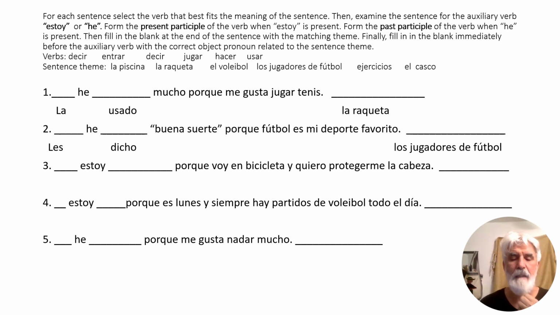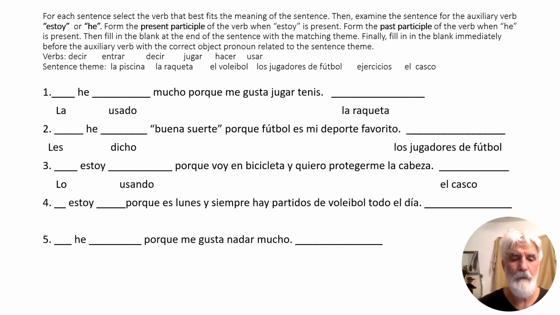Okay. And now I am using the casco. It's el casco. Now I want to say I am using it. We want to get rid of casco, sub it out, and get the object pronoun. So it's masculine and singular, so it would be lo. So let's see. Lo estoy usando porque voy en bicicleta y quiero protegerme la cabeza. And again, what are we talking about? What's the theme of the sentence? It's el casco. All right. So again, your themes in each sentence actually are your direct or indirect objects that you're subbing out.